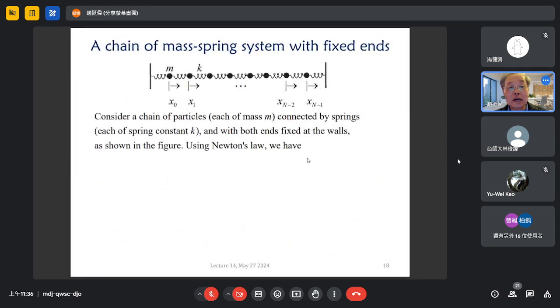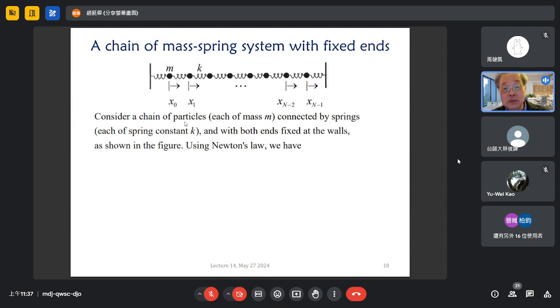Besides the Schrödinger equation, many problems in classical mechanics also need to solve the eigenproblem. For example, this mass spring system with fixed ends. Here are the fixed ends, and then the spring, and then the mass. x0 and x1 are the displacements of these particles, m1, m2, m3. These particles all have the same mass.